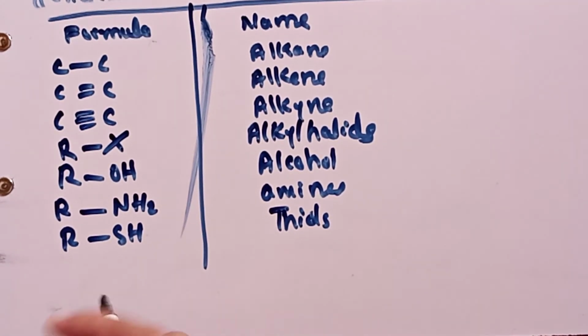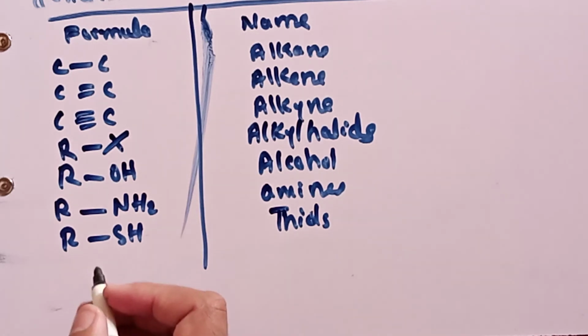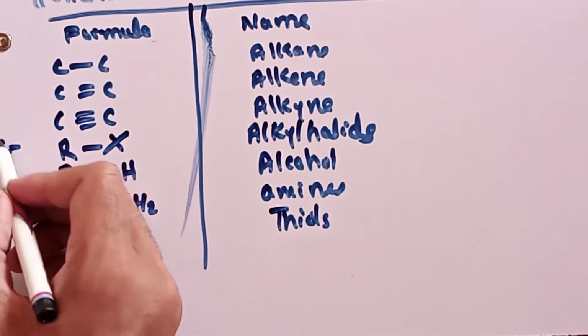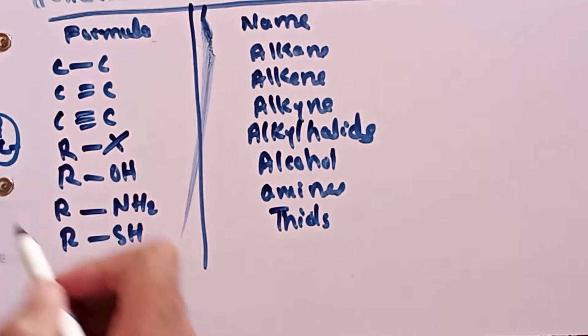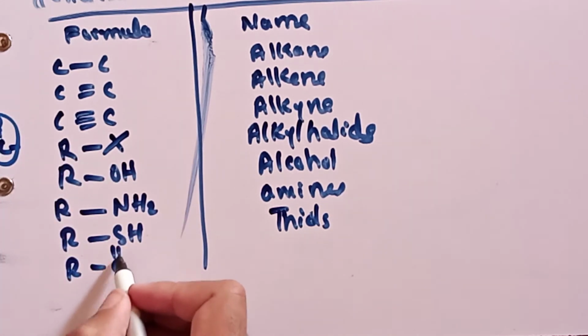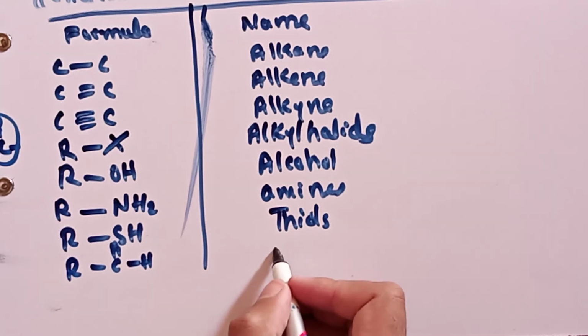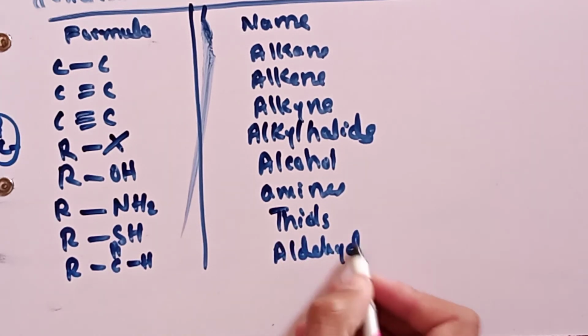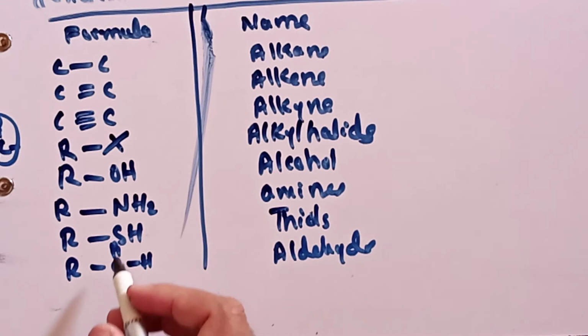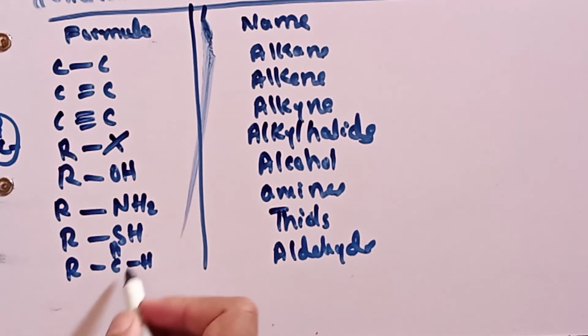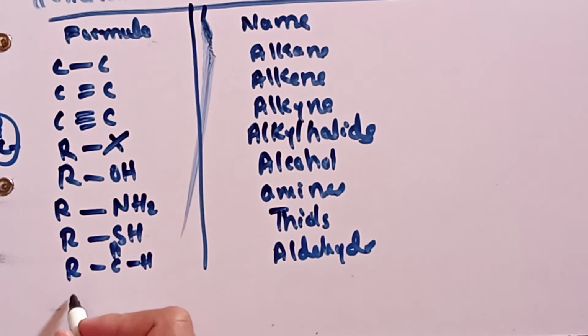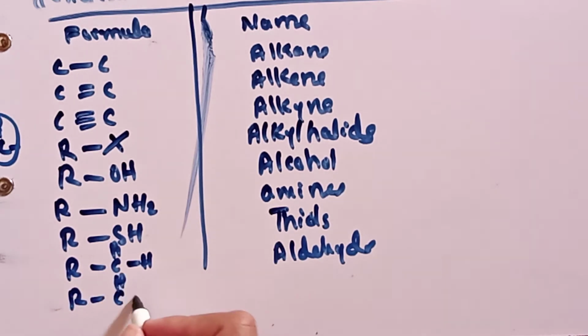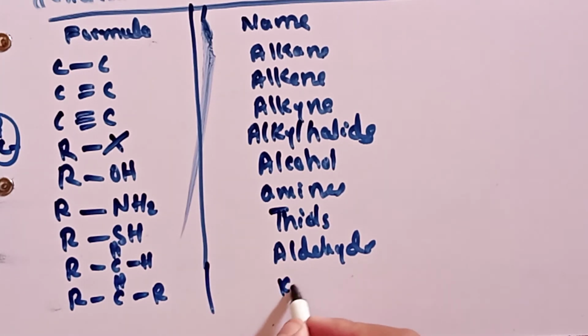When there is a C double bond O group, it is called a carbonyl group. When H is attached to the carbonyl group and the other side is an alkyl group, it is called an aldehyde. When there are two alkyl groups attached to the carbonyl group, it is called a ketone.